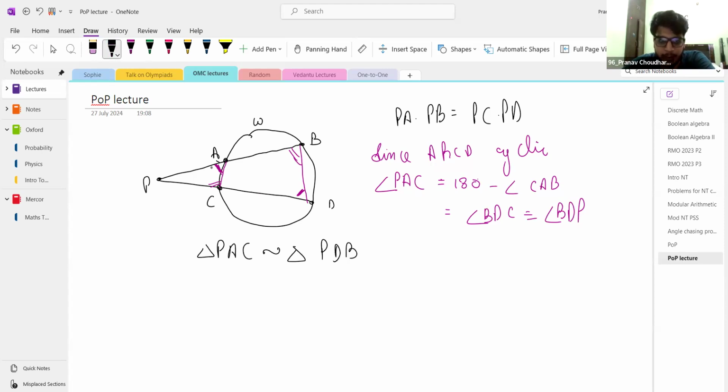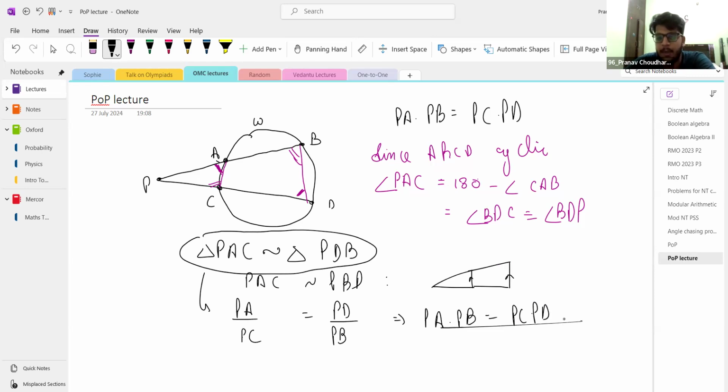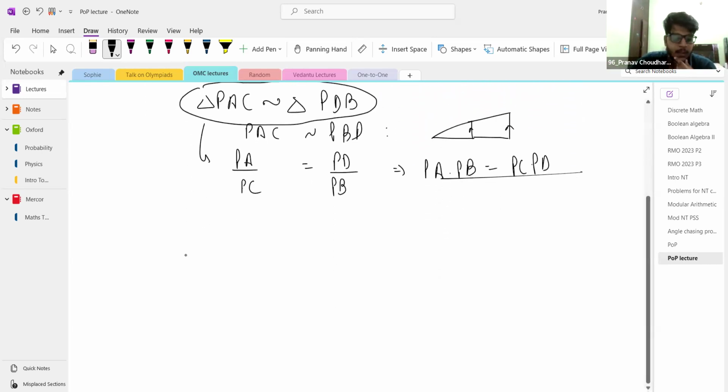Notice that it's not PAC and PBD. If PAC were similar to PBD, it would imply that these two things are parallel. But it's the other way around, it's AC and DB, so it's switched. So we can write this as PA over PC equals PD over PB. So you get PA into PB equals PC into PD, right? And notice that we can do it for any two segments.